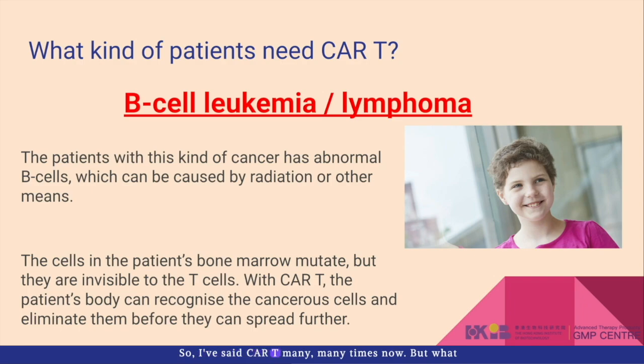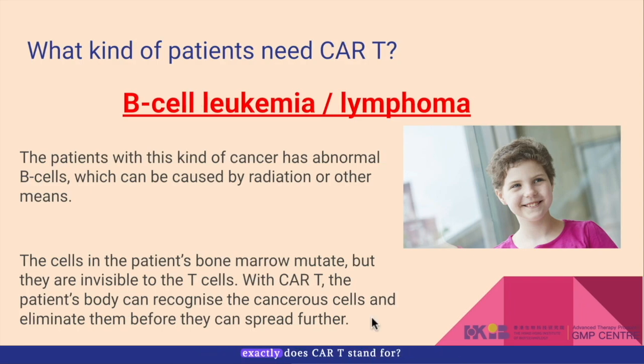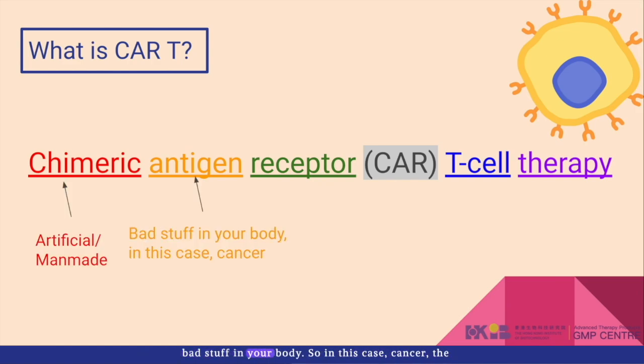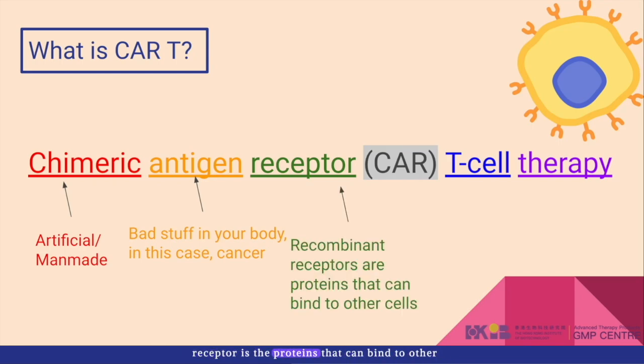So I've said CAR T many times now, but what exactly does CAR T stand for? CAR T stands for chimeric antigen receptor T cell, and since it's a form of immunotherapy, we also add therapy at the end. So chimeric stands for artificial or man-made. Antigen means the bad stuff in your body, so in this case cancer. The receptor is the proteins that can bind to other cells, and in this case is the receptors on the CAR T cells that we are adding.